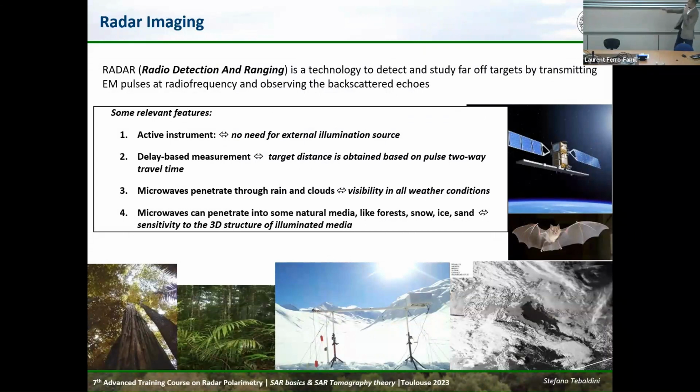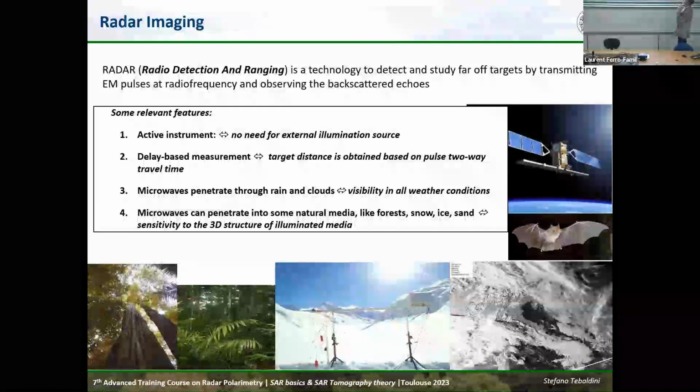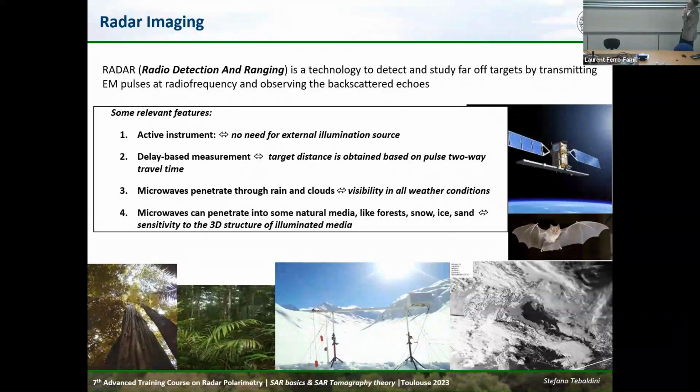So we start from the very basics. Radar. Radar stands for radio detection and ranging. And this is a technology, as the name says, to detect and study far-off targets, basically by sending an electromagnetic wave and receiving the backscattered echo. There are some relevant features that we have to highlight.